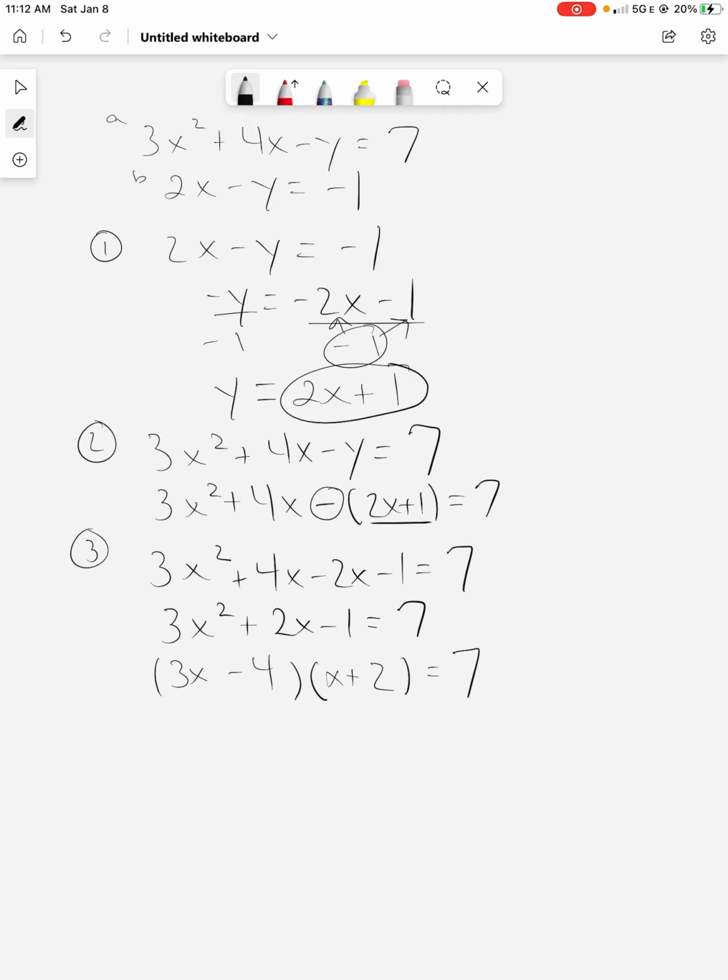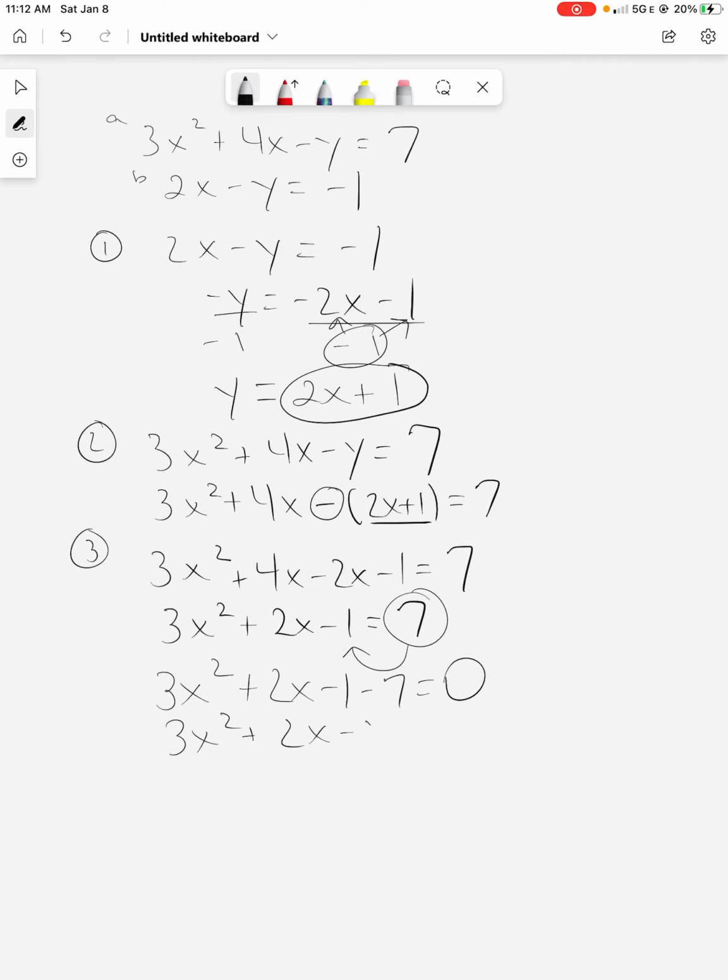No, because I made a mistake. Before we can factor, we have to get a 0 on the right. So this 7 we have to move over to get a 0, or the factoring really doesn't do us any good. So we have minus 1 minus 7, and then 7 minus 7 is 0. So we actually have 3x squared plus 2x minus 8 equals 0. Now we can factor into what I said: 3x minus 4 and x plus 2. Now we can set each factor equal to 0 because we do have the 0 over here.